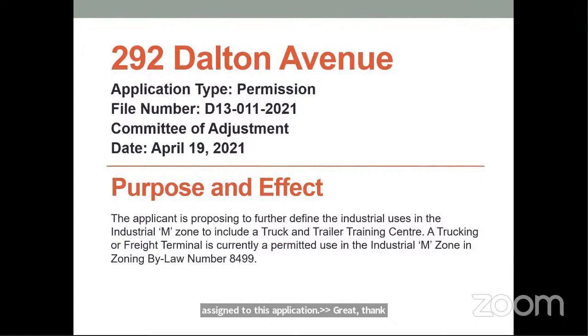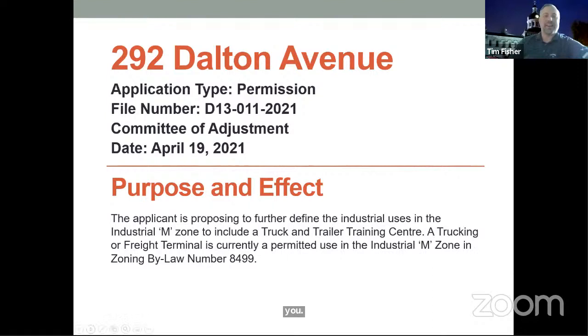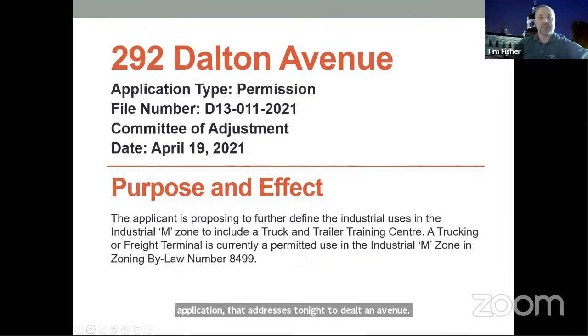Hello, can you hear me? Yes. Oh, okay, great. So we have an application. The address is 292 Dalton Avenue. The application type is for permission. File number D13-011-2021. The purpose and effect of the application: the applicant is proposing to further define the industrial uses, which are defined in the industrial M zone, to include a truck and trailer training center. A truck or freight terminal is currently permitted within the M zone in zoning bylaw number 8499. Next slide.